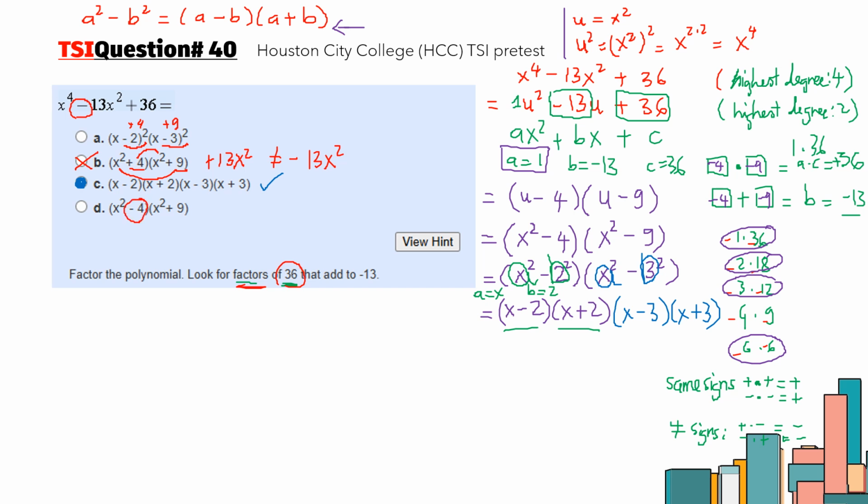D is you have negative 4 times positive 9, that makes it negative 36, while in the question it is positive 36, so you eliminate D as well. Now we are left with A and C, and if you remember the formulas, you can rewrite C as x minus 2 times x plus 2, x minus 3 times x plus 3.